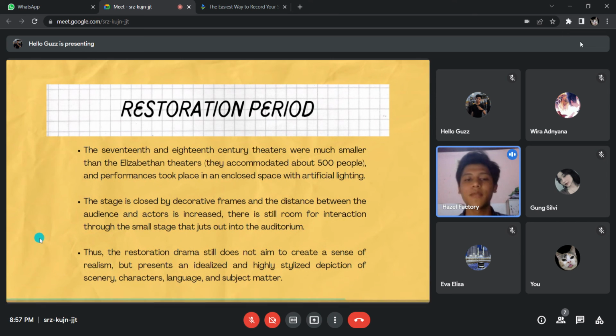Restoration period. The 17th and 18th century theaters were much smaller than the Elizabethan theaters. They accommodated about 500 people, and performances took place in an enclosed space with artificial lighting. The stage is closed by decorative frames, and the distance between the audience and actor is increased. There is still room for interaction through the small stage that juts out into the auditorium. Thus, the restoration drama still does not aim to create a sense of realism, but presents an idealized and highly stylized depiction of scenery, characters, language, and subject matter.